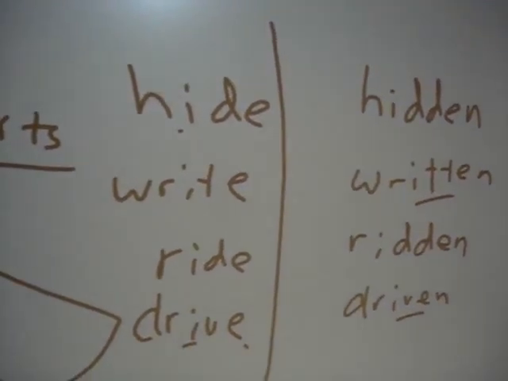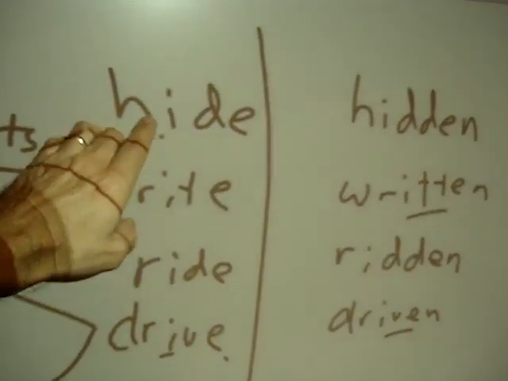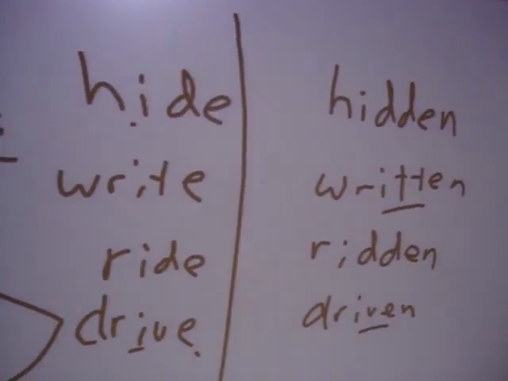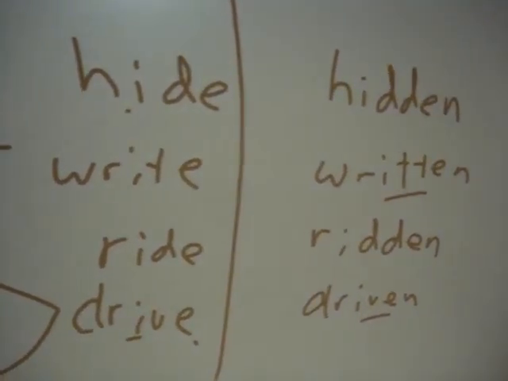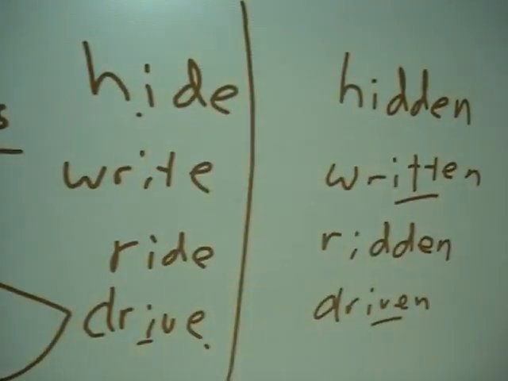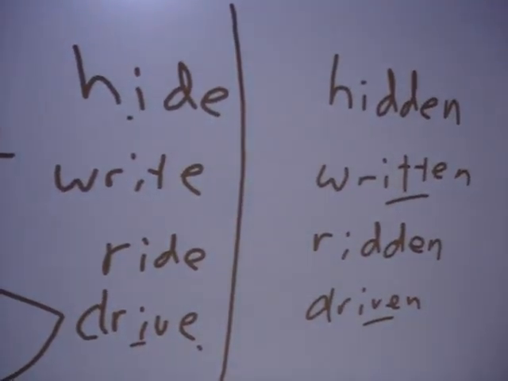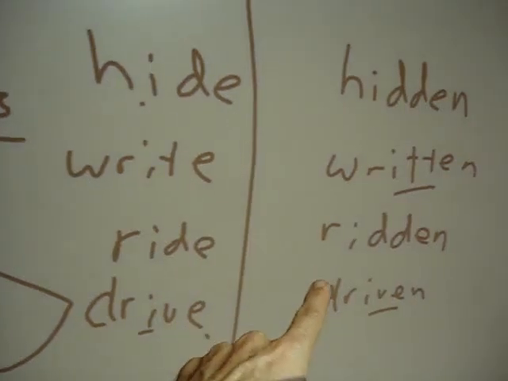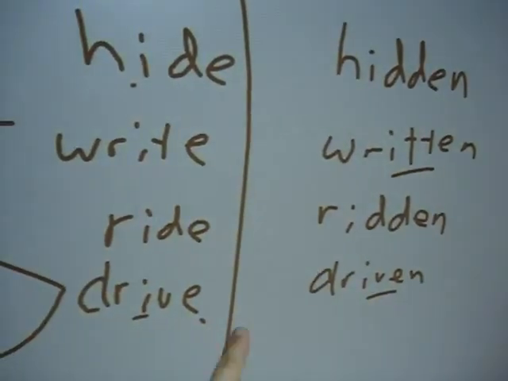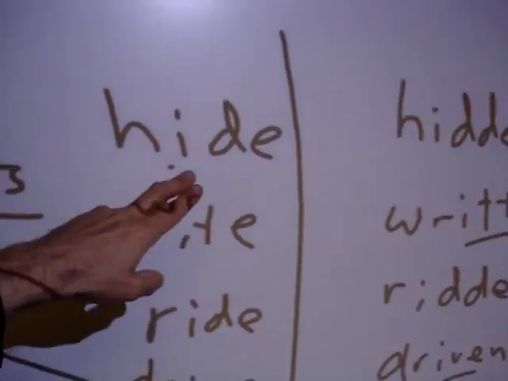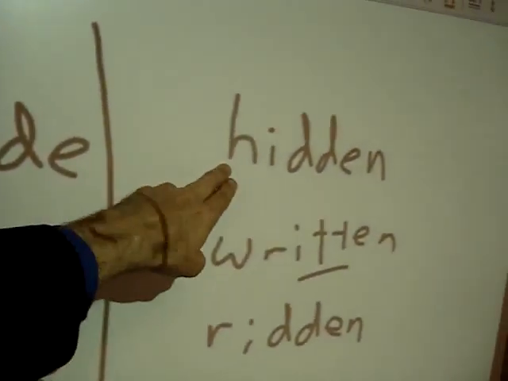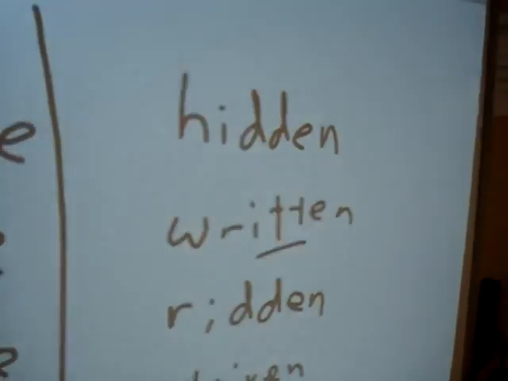And then the last thing we were looking at was you can take a verb, but look what happens to the past. Let's look for these interesting patterns. Hide, hidden. Write, written. Ride, ridden. Drive, driven. In each of these, the sound changes from I to I, hidden.